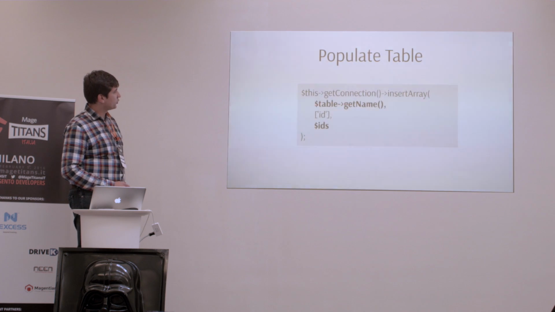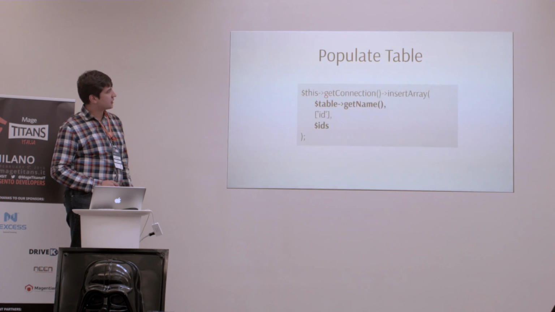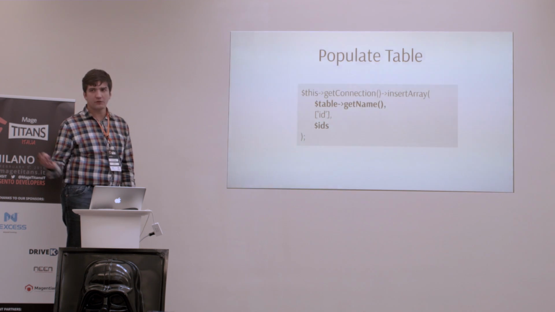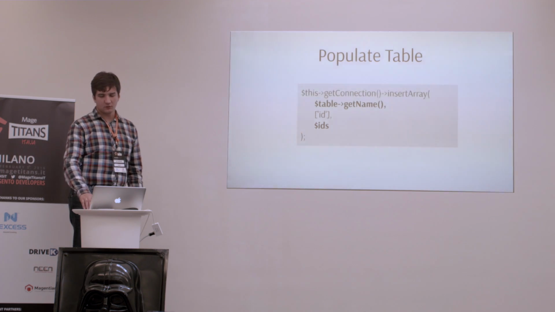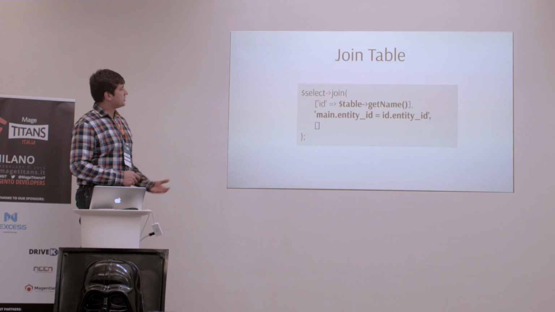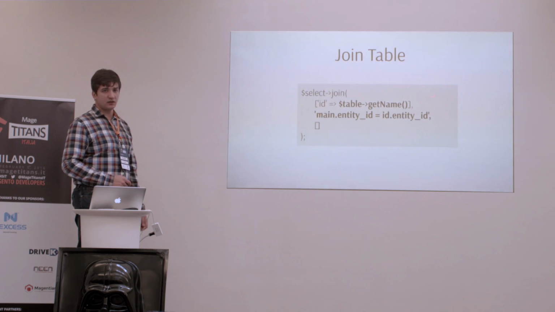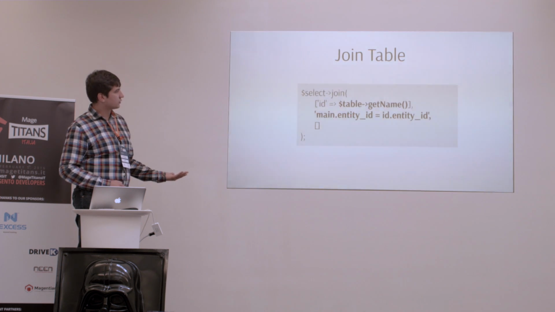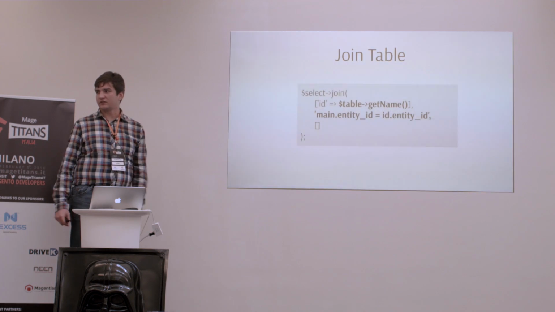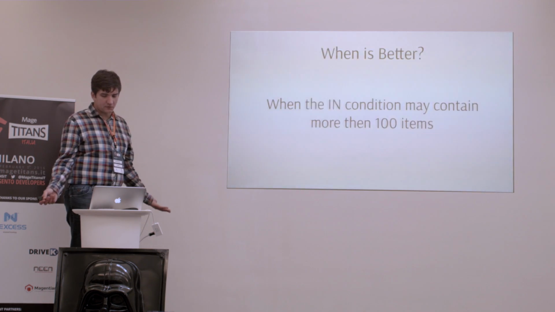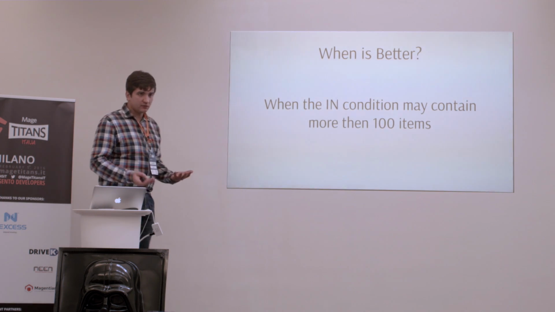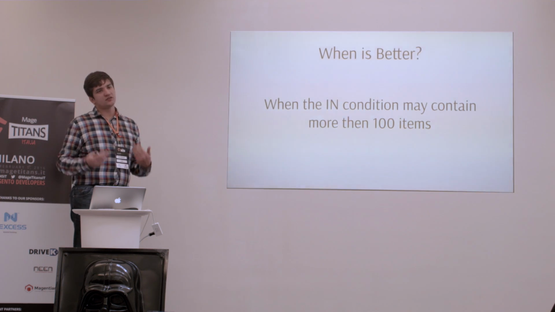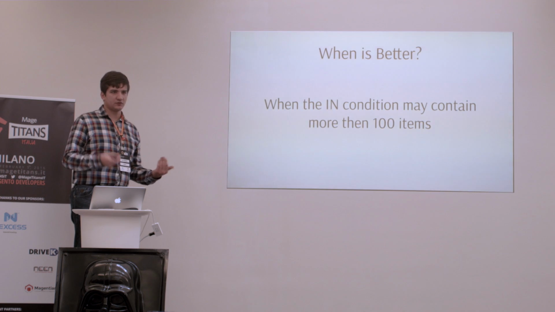Then I simply need to populate this table with the insert array method. So I take the table method called getName, I specify the ID column which I'm going to fill in, and I specify an array of IDs. That's a simple statement. Then I join the table that I filled with the IDs. So I just join this table to the select, and I put a condition on entity ID by this entity ID field that I've created. So this is quite simple, right? And it's better the more items you have in the IN statement: the more items, the higher the chance that you actually need to use a memory table instead of an IN statement.